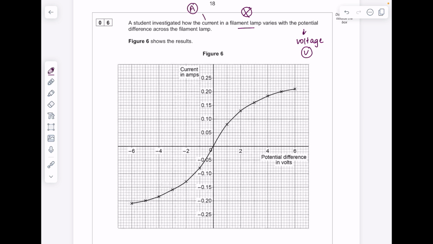The voltmeter needs adding in parallel. The ammeter needs adding in series. And then you need a way of altering the resistance of the circuit, so you're going to need a variable resistor. Really think critically about what you're going to need here. So that's your variable resistor component symbol.